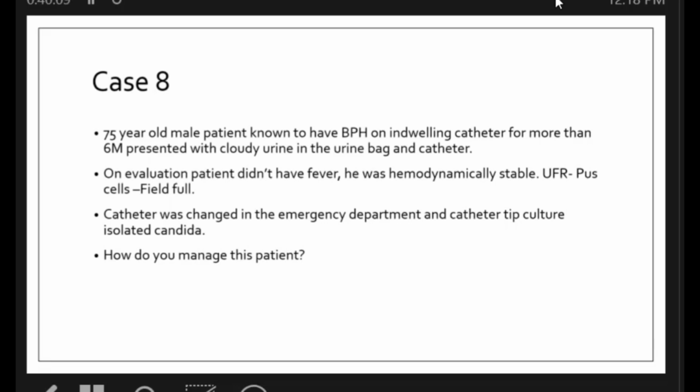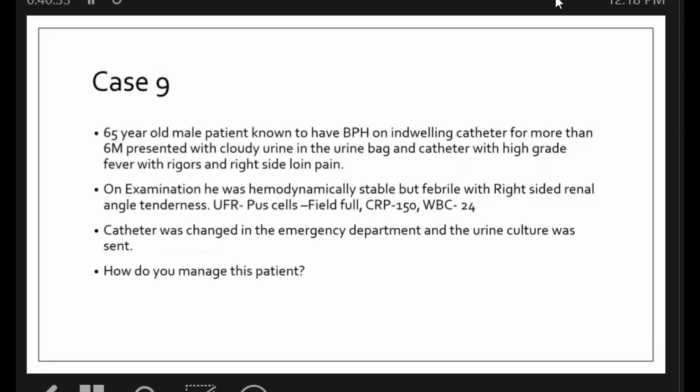If the patient is symptomatic, then you have to send a sample from the new catheter. If the catheter is removed, you can do a midstream urine, or if the catheter is still there, send urine from the new catheter for culture. If it is repeatedly positive and the patient is symptomatic, then you have to think about treatment. Otherwise, we can leave it alone.